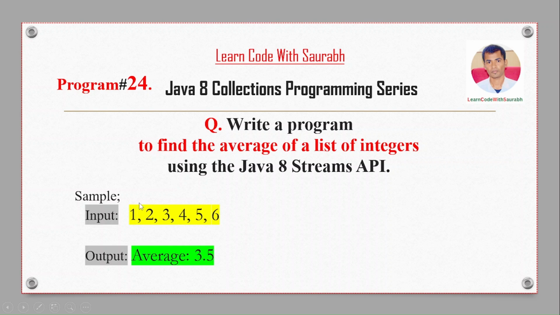Firstly, you can see 1 plus 2 is 3, plus 3 is 6, plus 4 is 10, plus 5 is 15, plus 6 is 21. So in the average case, we add all the numbers and divide by the total count, so we will get the output 3.5.